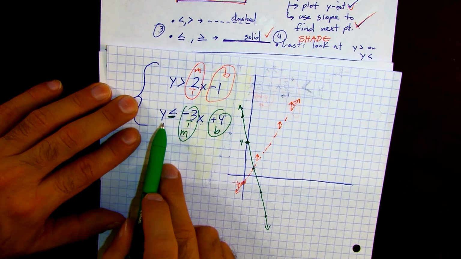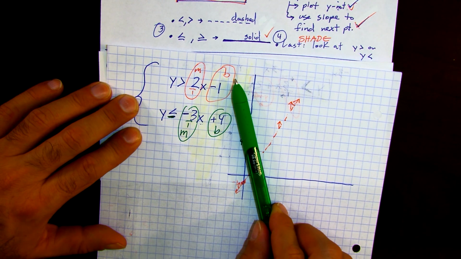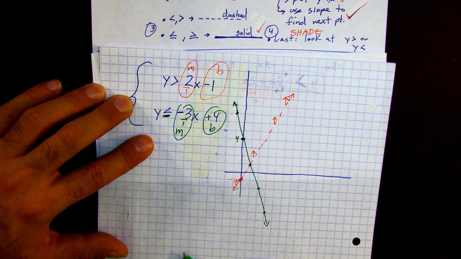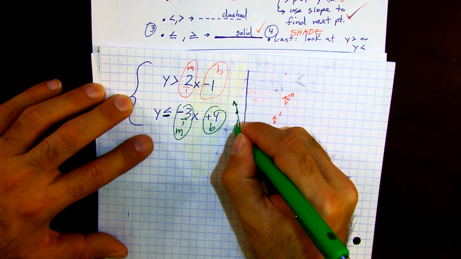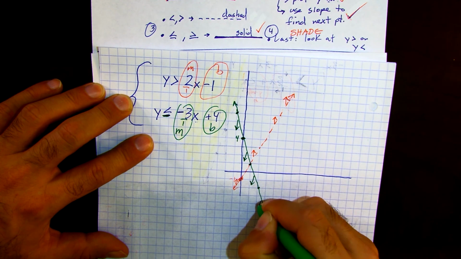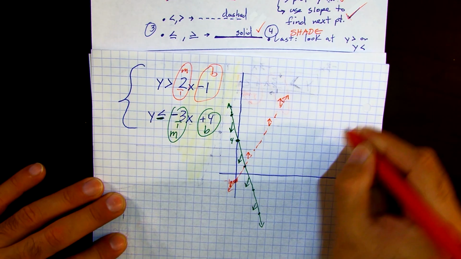Now, would I shade above or below for this one? Let's see. Y is less than. What values are less than this line for Y? Down is less. So I'm going to put some arrows down. Just put 3 or 4. This one was going up.